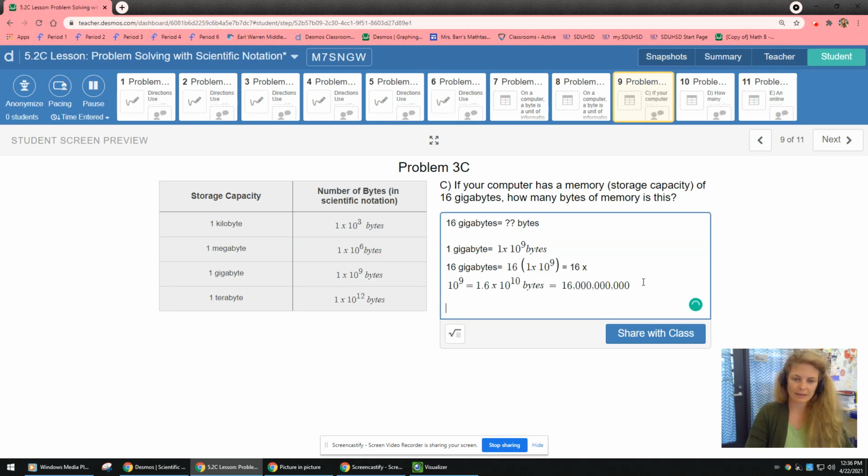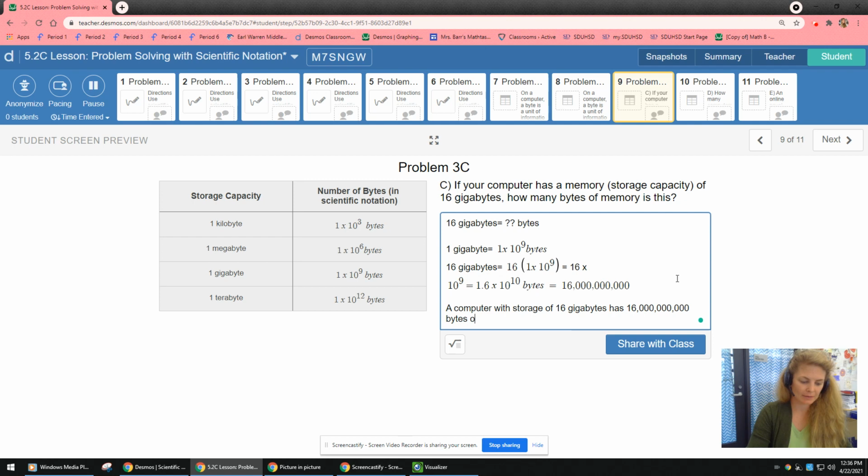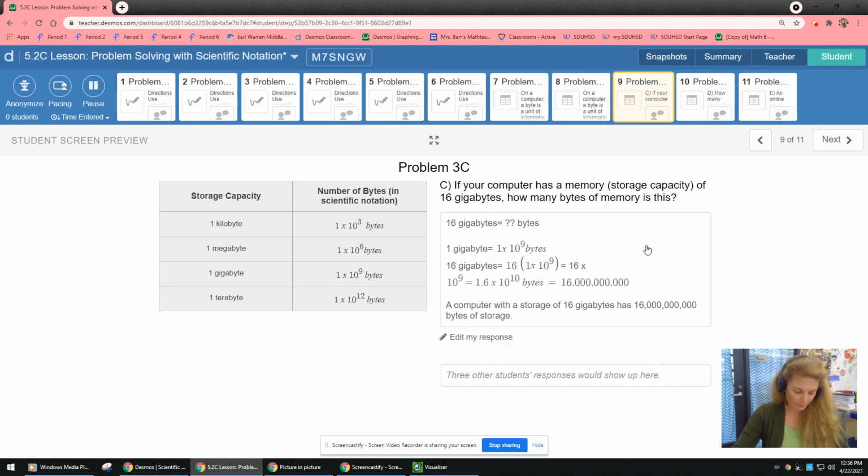And of course, we want to write our answer in a nice sentence. So a computer with storage of 16 gigabytes has 16 billion bytes of storage. Wonderful. Nice. Good job.